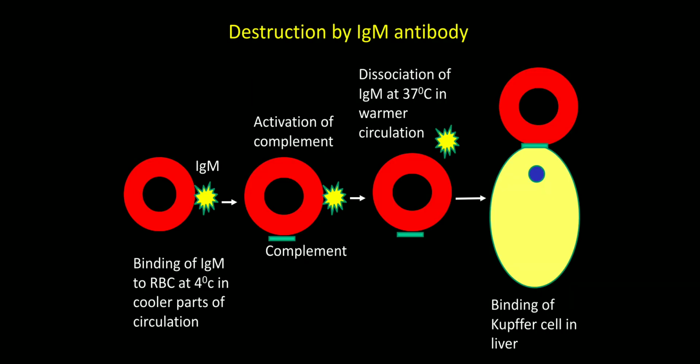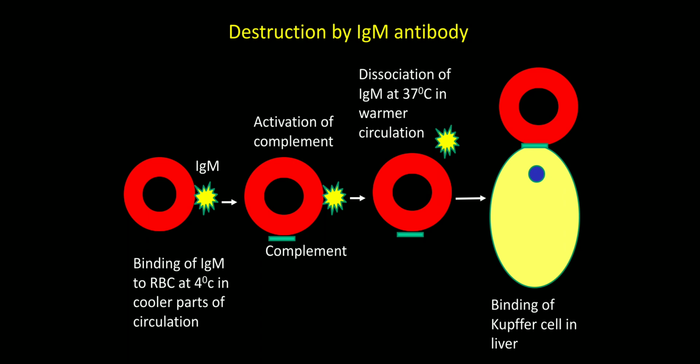Now what is happening here? How does the destruction happen by the IgM antibody? Here again the IgM antibody binds towards the RBCs at 4 degrees Celsius. It binds to RBCs at 4 degrees Celsius in the cooler parts of the circulation, and this antigen antibody binding will activate complement also. That complement system in our body gets activated when these RBCs bind with these antibodies.